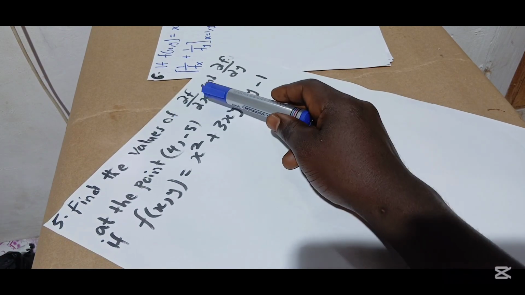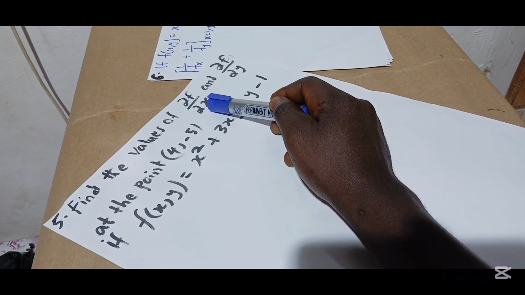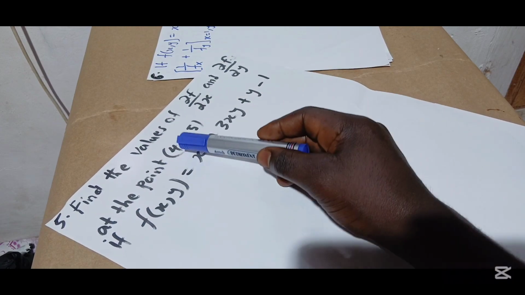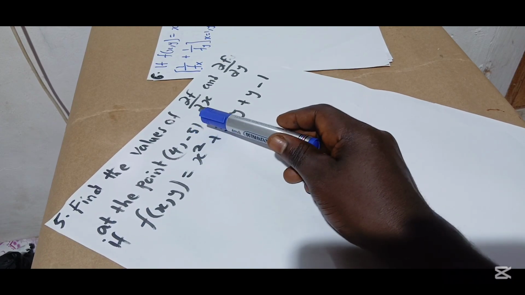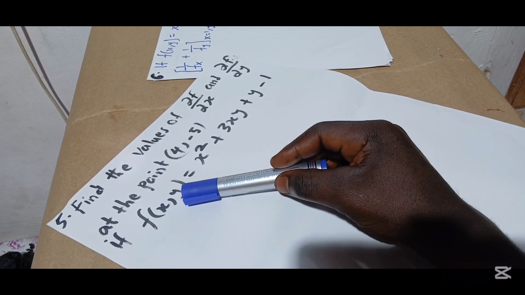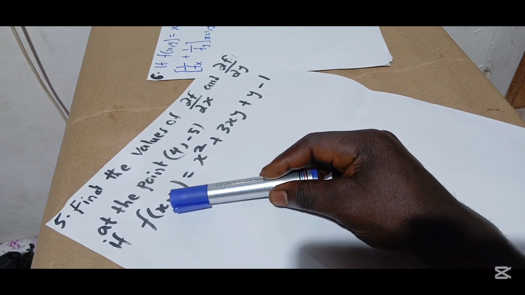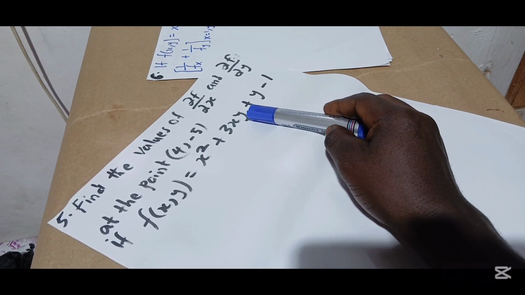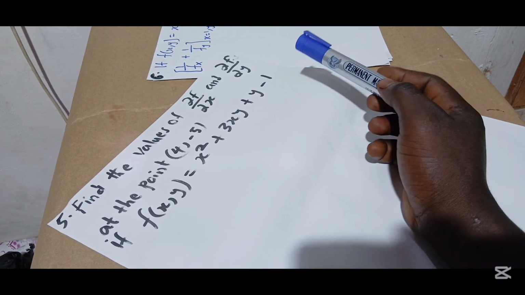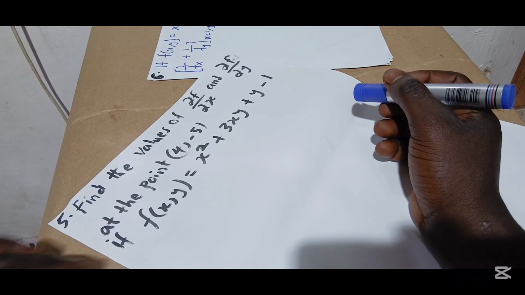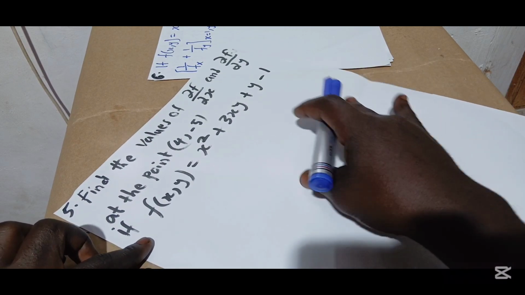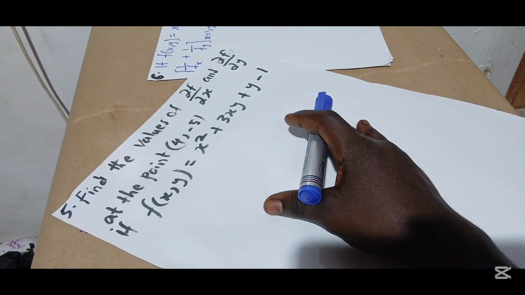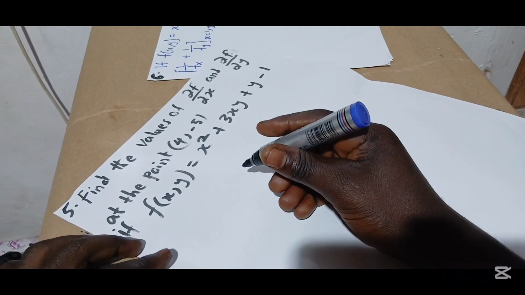Find the values of the f dx and the f dy at the point 4, minus 5 if f of x, y equal x squared plus 3xy plus y minus 1. So in this problem, we are going to do partial differentiation, differentiate with respect to x and then with respect to y.